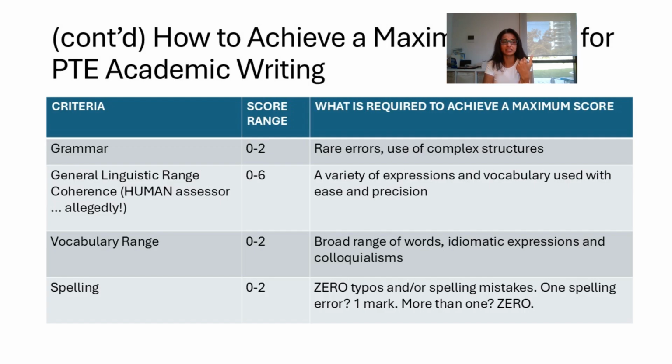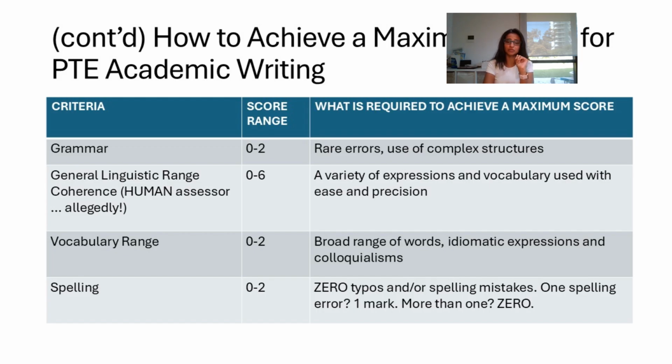Next, vocabulary range, also known as lexical resource in IELTS. You use a broad range of words, idiomatic expressions, and colloquialisms. That shows the closer you are to a native English speaker, the higher the chances of you getting a full 2. This one is easy enough for you to get a 2. The grammar and the spelling is not.